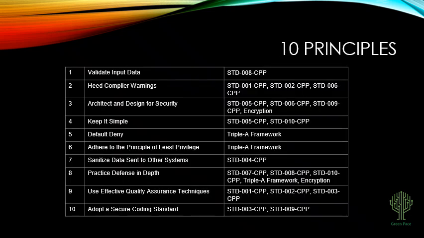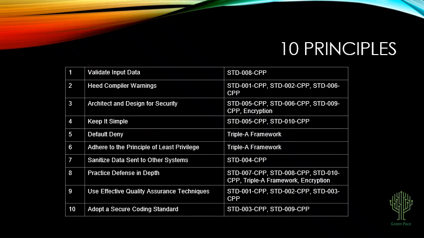We've defined 10 principles that form the foundation of our security policy. Principles include validating input data, heeding compiler warnings, architecting and designing for security, keeping things simple, denying access by default, adhering to principles of least privilege, sanitizing data sent to other systems, practicing defense in depth, making use of effective quality assurance techniques, and adopting a secure coding standard such as the one being presented. These principles can be applied to one or more of the coding standards.